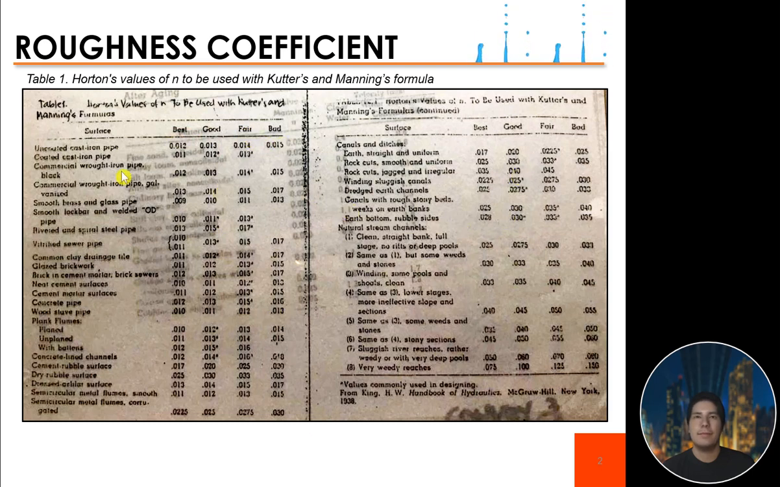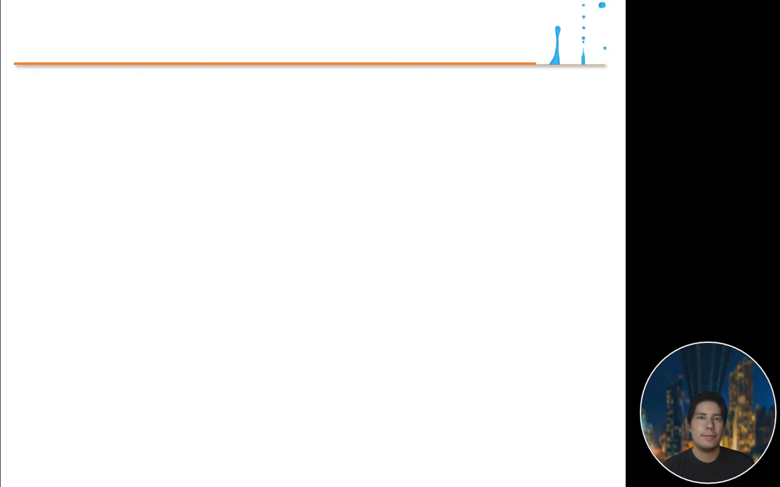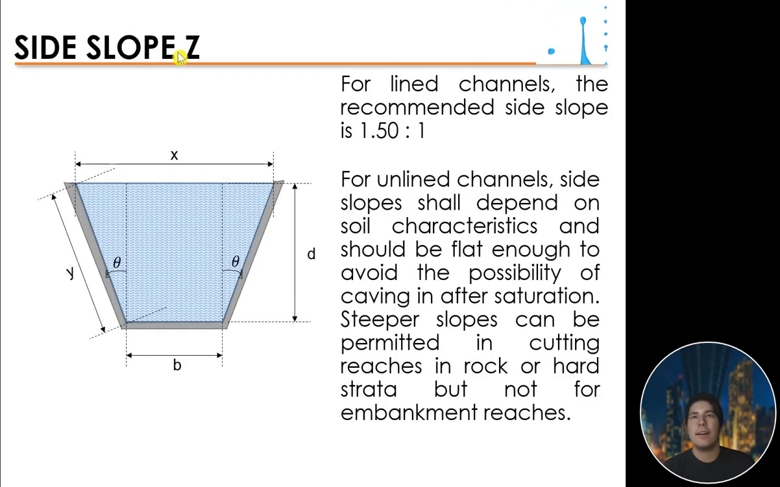Depending on what surface you used in your design. So, these are the values commonly used in designing. This is taken from King, Handbook of Hydraulics. Publisher is McGraw-Hill, 1938. Okay, so another parameter is side slope.